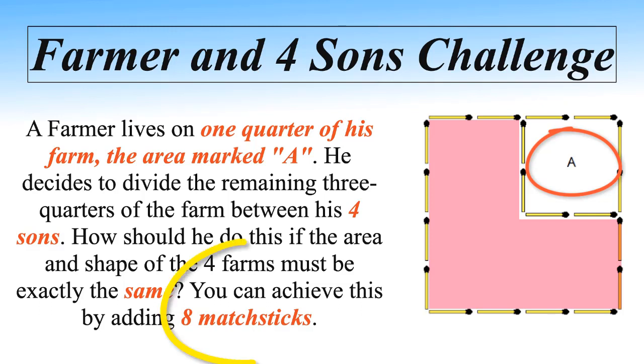You can achieve this by adding 8 matchsticks. Let me repeat the puzzle. A farmer lives on 1/4 of his farm, the area marked A. He decides to divide the remaining 3/4 of the farm between his 4 sons. How should he do this if the area and shape of the 4 farms must be exactly the same? The condition is that you have to achieve this by adding 8 matchsticks, not less or more than that.